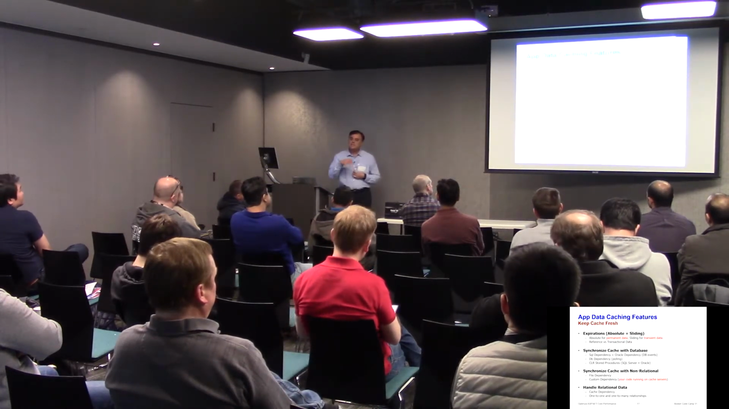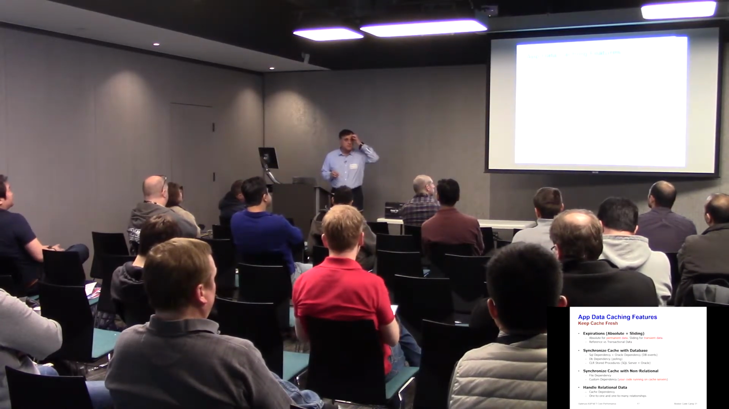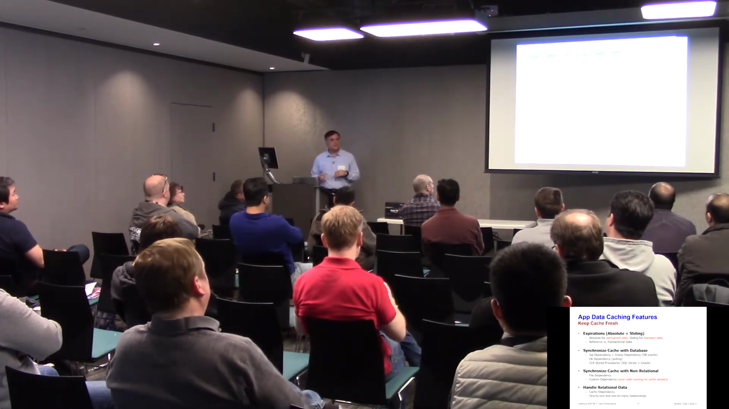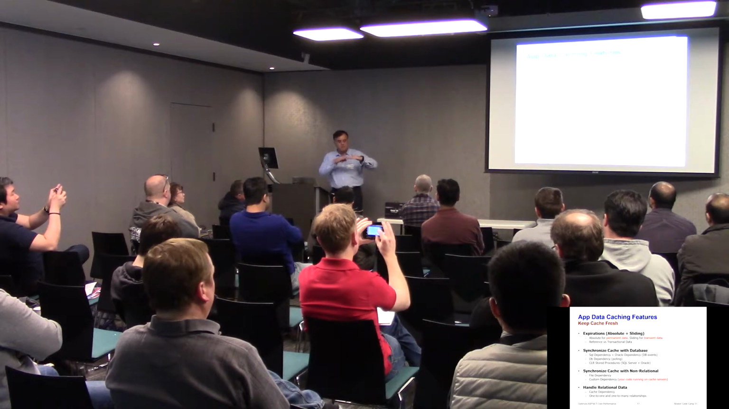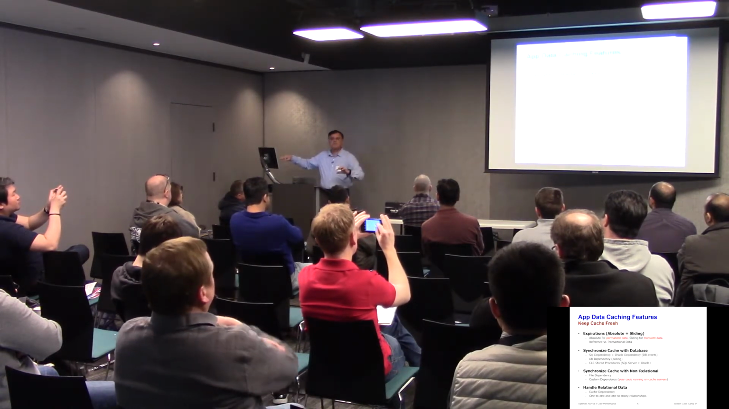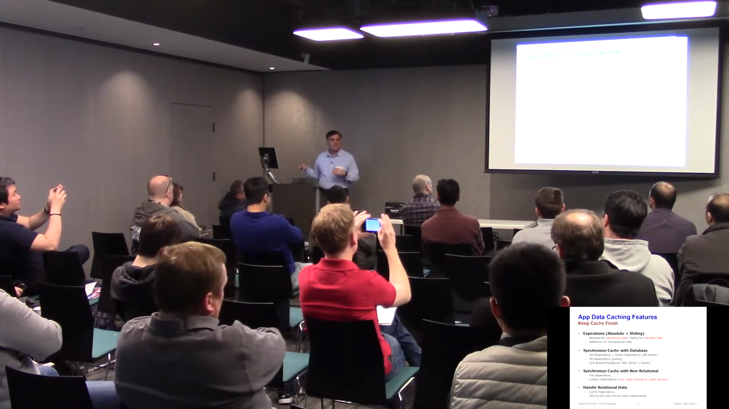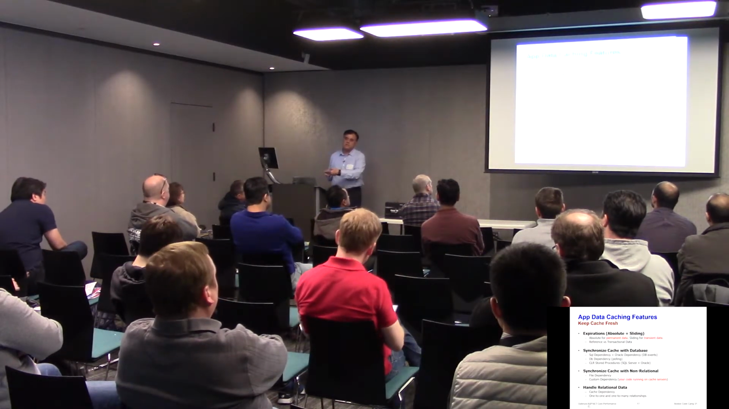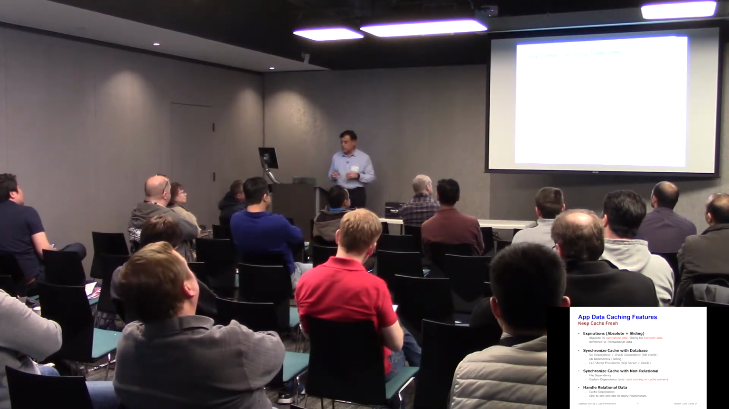So NCache uses SQL dependency that is built into SQL Server to monitor SQL Server. So for every item that you cache, you can say, okay, map this with its corresponding row in the SQL database table. NCache monitors it. If that row changes, NCache either removes that item from the cache or reloads it again.